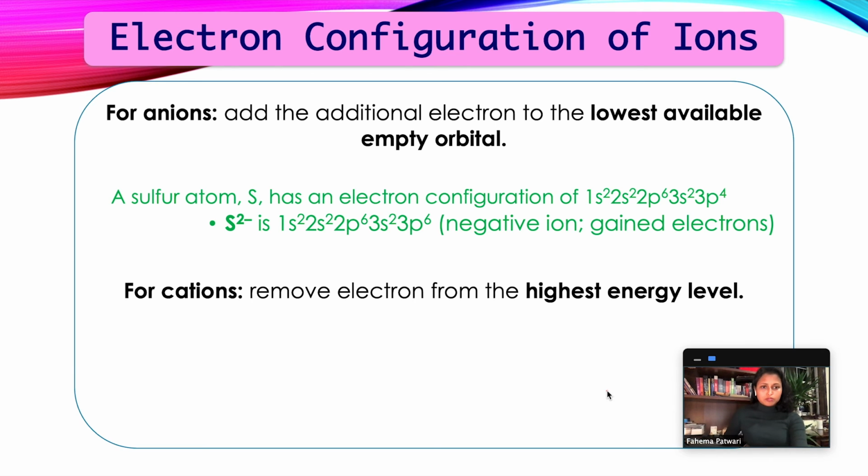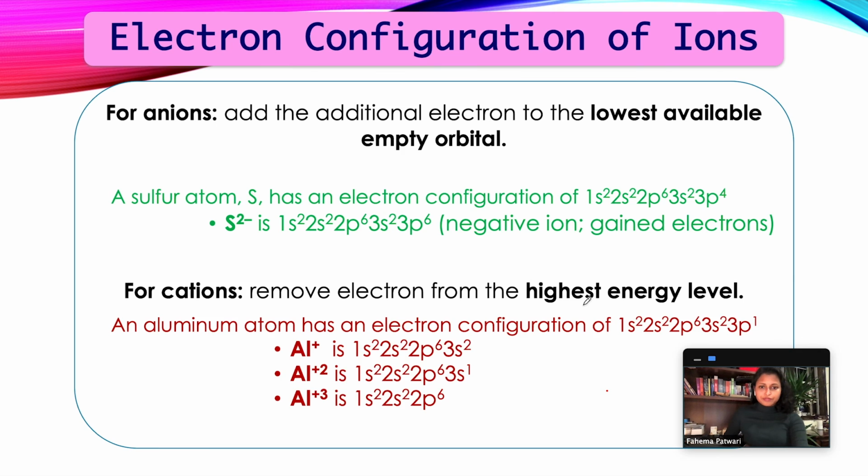So let me show you what I mean. So aluminum has this configuration, right? So aluminum plus, the first electron that's taken away, because aluminum plus means it's lost one electron, will be this one. It's the highest energy level, highest energy orbital. Get rid of that. Aluminum 2 plus, one of these 3s electrons will be taken away. Aluminum 3 plus, the second 3s electron will be taken away, and you'll just be left with this.